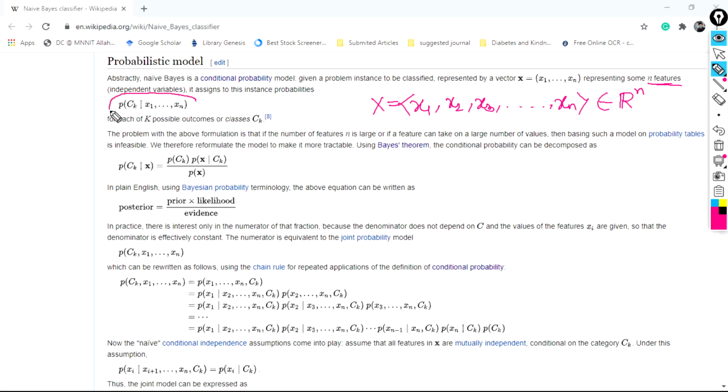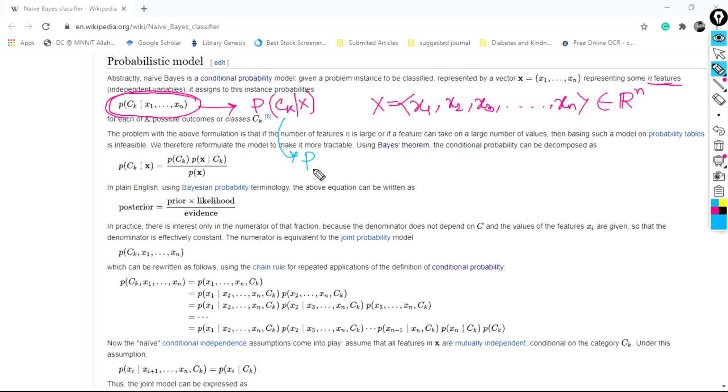Now what is the meaning? If you remember the probability distributions, what is the meaning of this probability? This probability is simply the probability of the class label k for a given point x. So let's write down the English meaning of this notation.